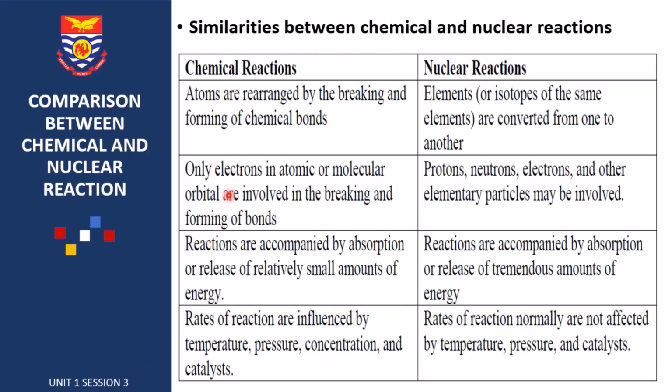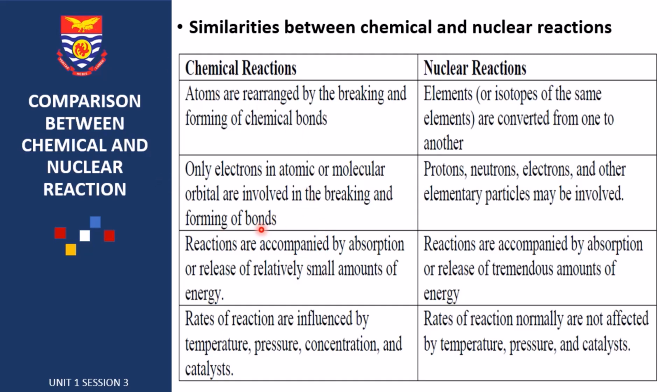In chemical reactions, only electrons in atomic or molecular orbitals are involved in the breaking and bond formation. Also, in nuclear reactions, the protons, neutrons, electrons, and other elementary particles may all be involved. So they all involve electrons and the subatomic particles.